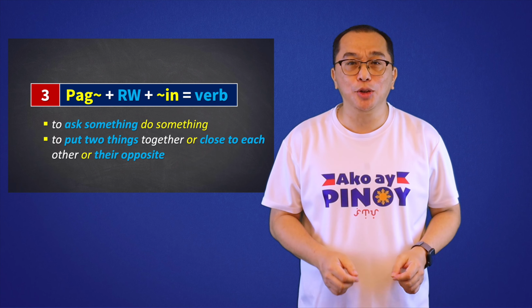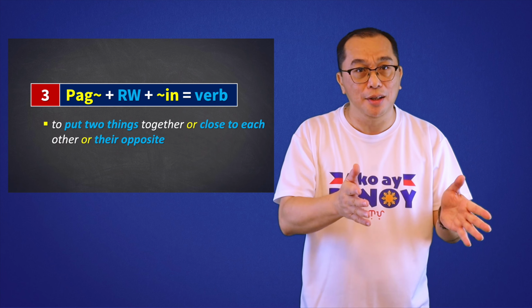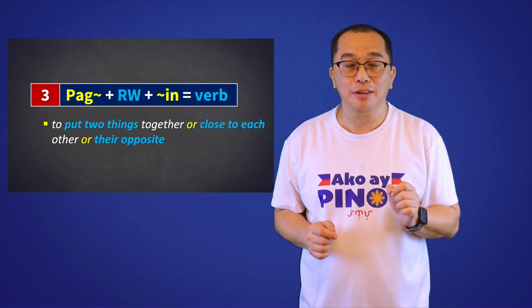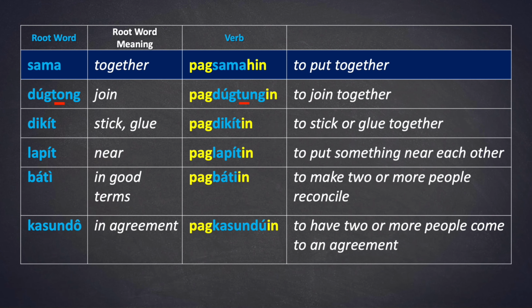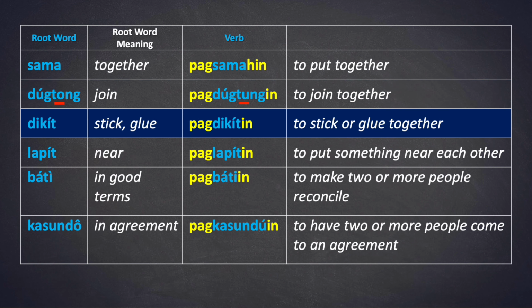Now, let's move on to our second set of verbs, the verbs that convey putting things together or closer to each other or their opposite. Here goes. Sama, together. Pagsamahin, to put together. Dugtong, join. Pagdugtungin, to join together. See that O turning into U? Dikit, stick or glue. Pagdikitin, to stick or glue together.